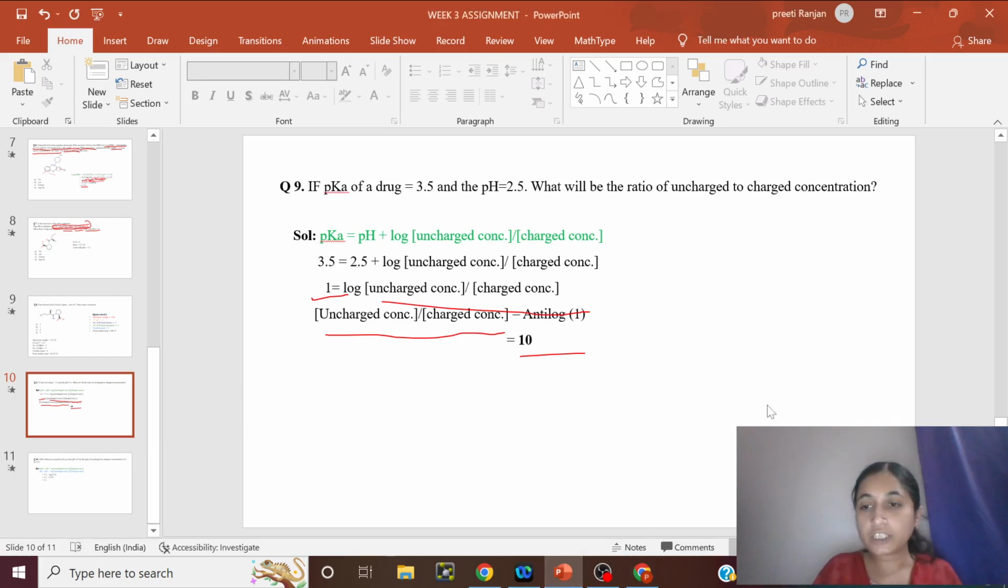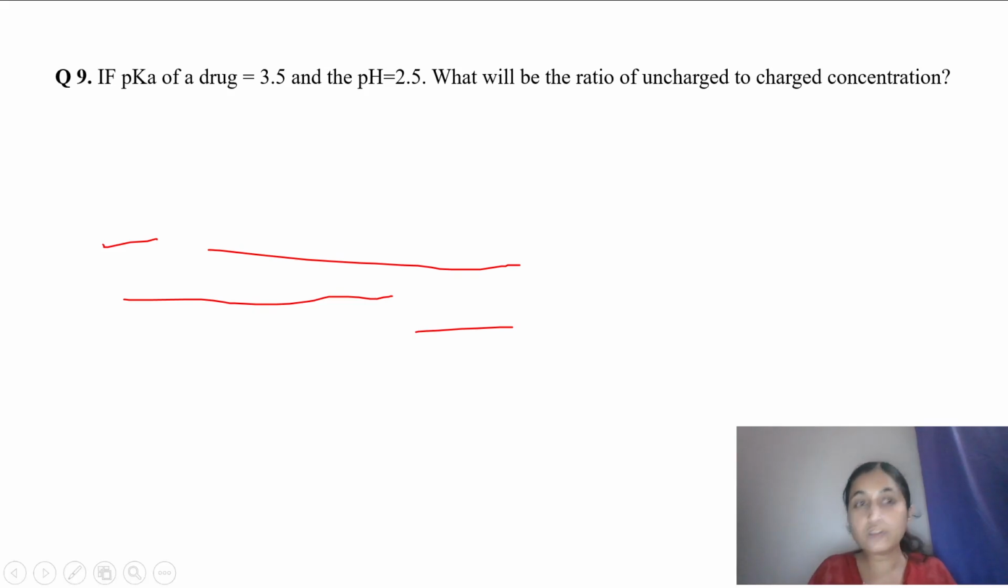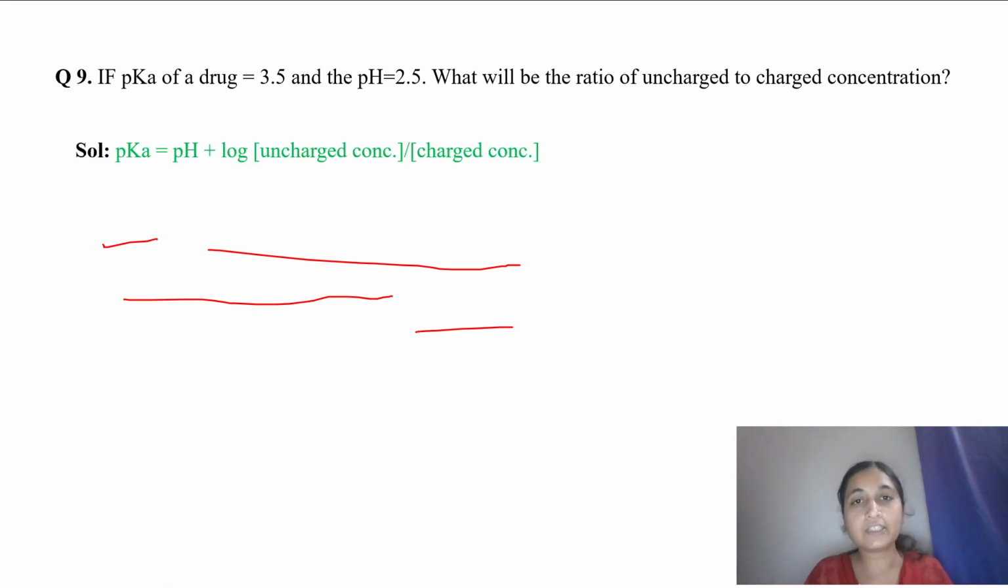So now come to question number 10. You all know this, right? This equation, Henderson-Helmholtz equation.